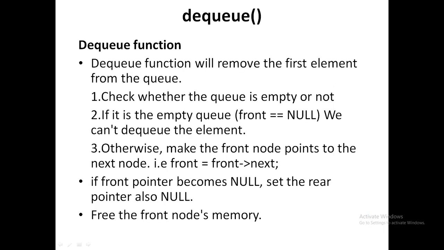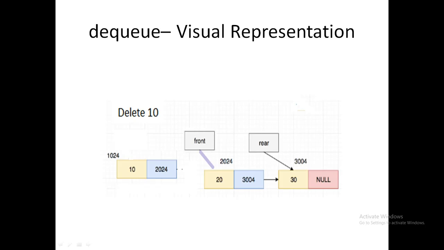Dequeue means we are deleting the first element, so the front pointer needs to be updated. If it is an empty queue, we can't dequeue an element. Otherwise the front needs to point to the next element. If the front pointer becomes null, we need to make the rear pointer also null. Then we need to release the memory of the front node. This is the visual representation of the delete.